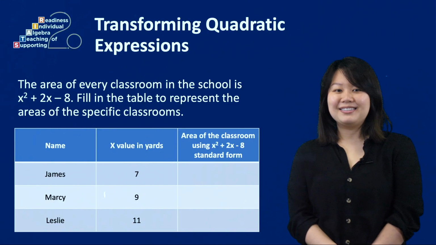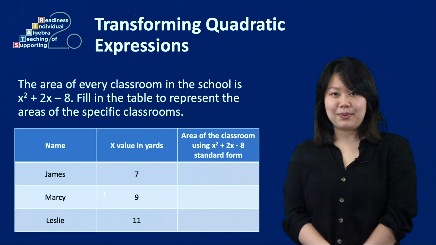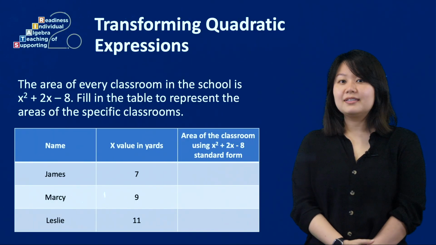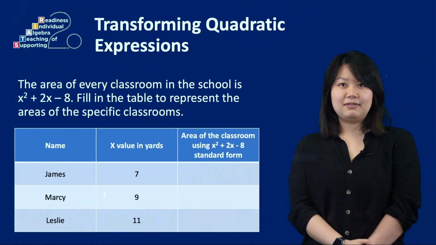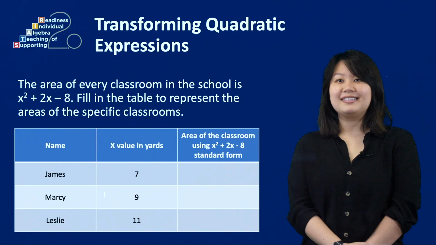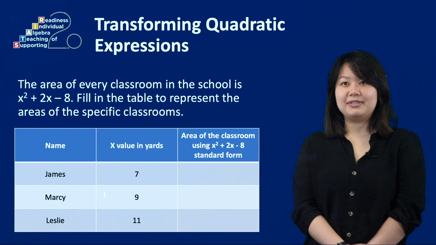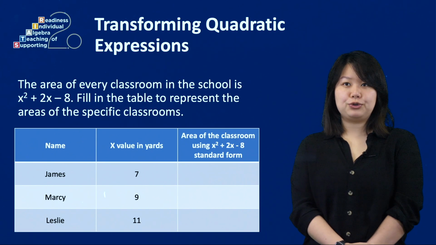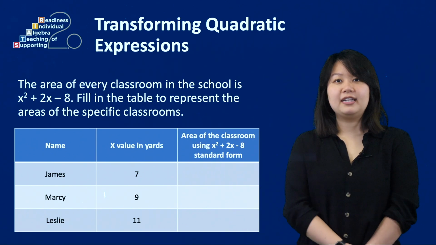There are a lot of ways to go about showing students how to do that, but here's one of the methods that we want to demonstrate. Here we have a problem that we can pose to students, which says that the area of every classroom in the school is x squared plus 2x minus 8. Fill in the table to represent the areas of the specific classrooms. So here we have the listed x value as well as the quadratic expression.